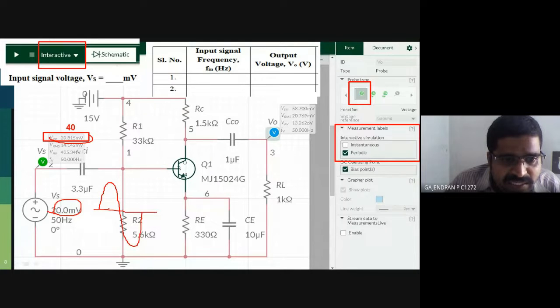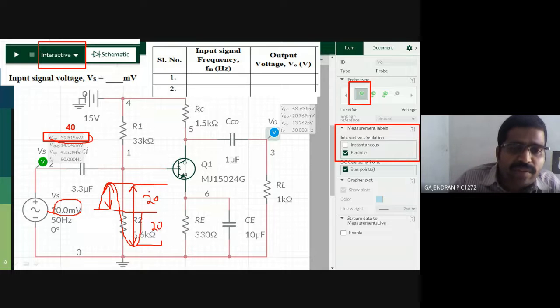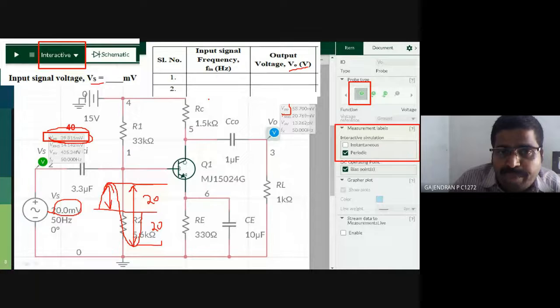See, this is 20. Peak to peak means how much will you get? 20 plus 20. Are you getting the same 40 over here? So yes, whatever voltage is represented, we are going to keep it as a peak to peak.